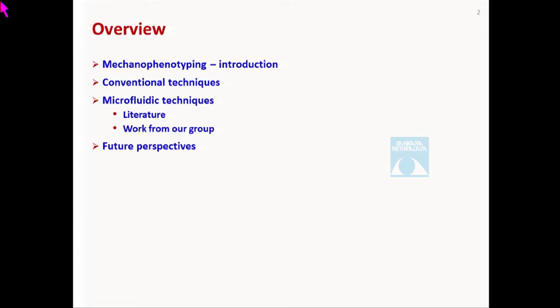So this is an overview of my presentation. First, I would briefly introduce mechanophenotyping, and then talk about some of the conventional techniques that have been used for mechanophenotyping of cells. And then we'll discuss some of the microfluidics techniques, which are actually high throughput as compared to conventional techniques, both from literature as well as some work that we have done in our group. And then I will end with some future perspectives.